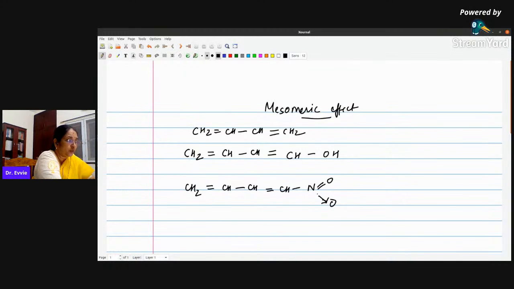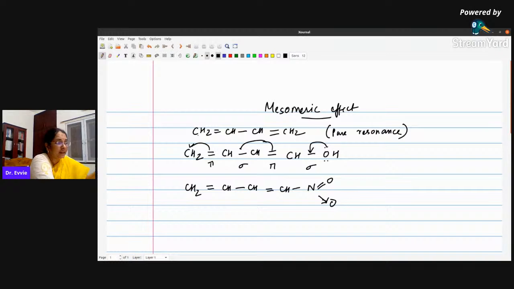See, the first one, you don't have any electron withdrawing group or electron donating group. It's purely carbon and hydrogen, so this one will show pure resonance. Only the name is what we use, there's not much difference. So when you have an OH group, what will happen? You see here also pi, sigma, and a long tail. Now how will this resonance move? This one will move here, then it will move here, and so on.